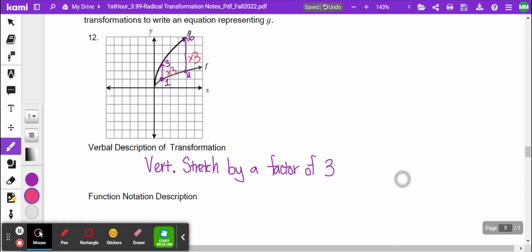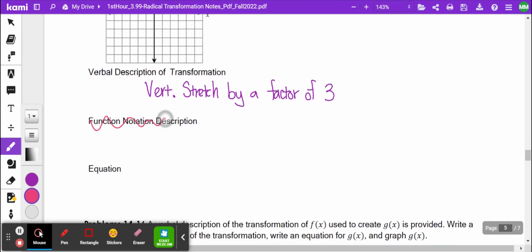You do not need to worry about the function notation description. The only other thing I want us to do is worry about our equation. And if we look for where we have it stretched by a factor of 3, it's going to be where we have the number on the outside or in front of the square root. And it's going to then be 3 root x. Okay.